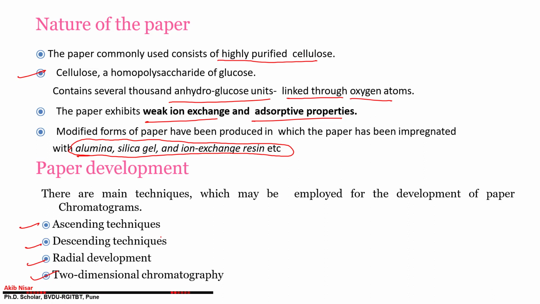The principle, the phenomena, the retention factor, the spotting line and the solvent front and all these things are the same, but how you arrange the paper, how you are cutting the paper, how you are allowing the mobile phase to go through the paper, all these things decide that there are four types of paper chromatography. That is first one ascending, second descending, third the radial, and the last one is two-dimensional chromatography. Now we will see what are these types.